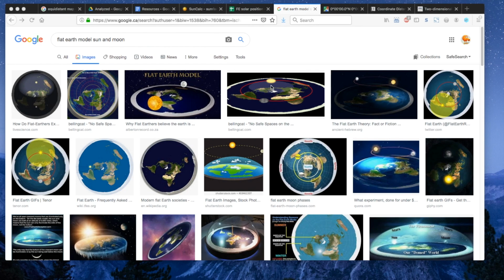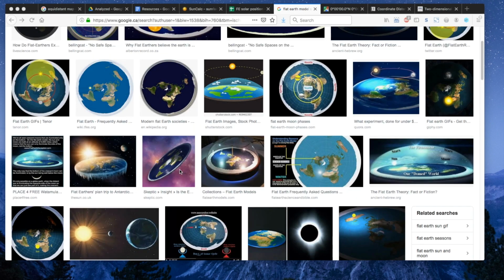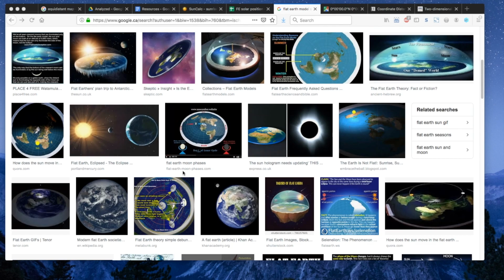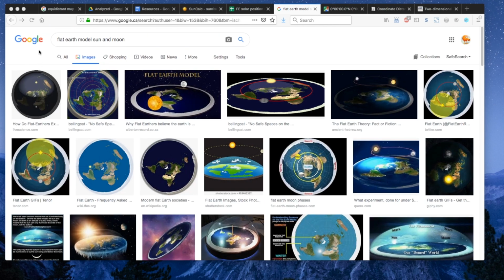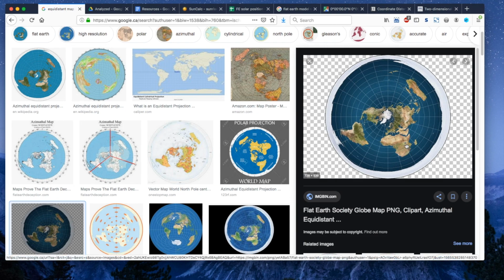But in short, according to the flat Earth model, the sun rotates above the Earth at a fixed distance, and one revolution around the Earth equals 24 hours. And here's a few images. So the way that I approached this was I went and found an image, and I don't think I can find one any more authoritative than the Flat Earth Society globe map.